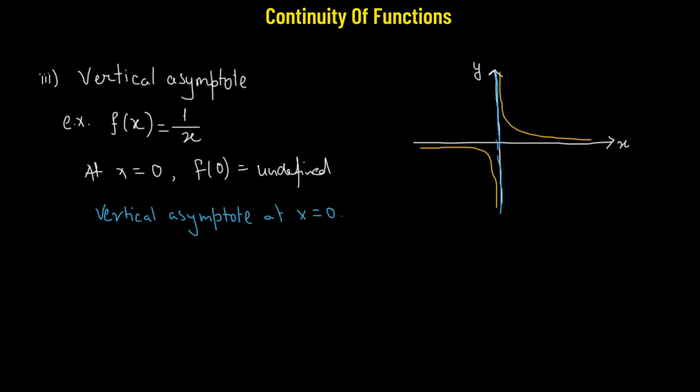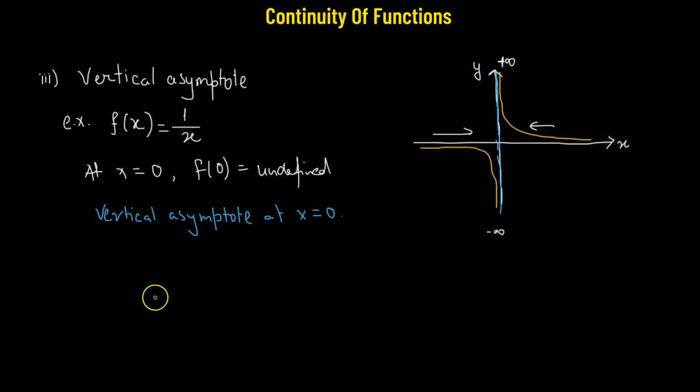So this simply means that when we approach the value x equals 0 from the left hand side, the function goes to -infinity. And when we approach x equals 0 from the right hand side, it's going to blow up to +infinity. So this is the meaning of a vertical asymptote.